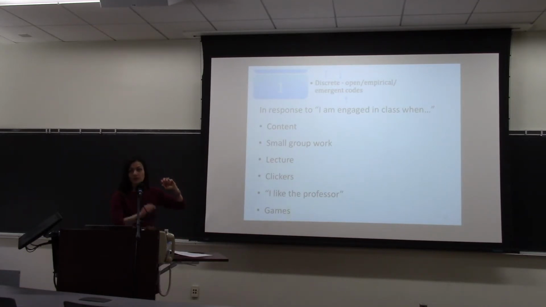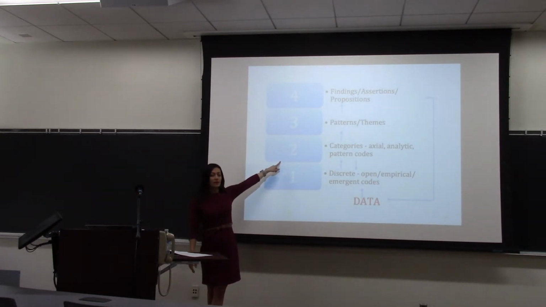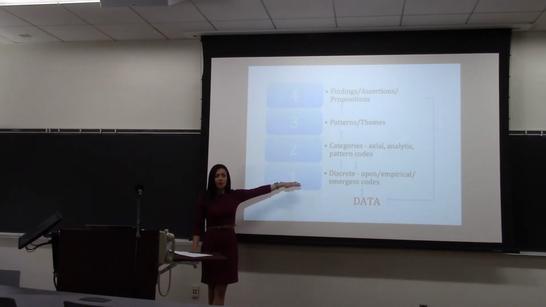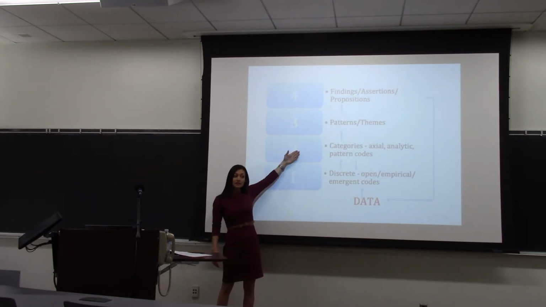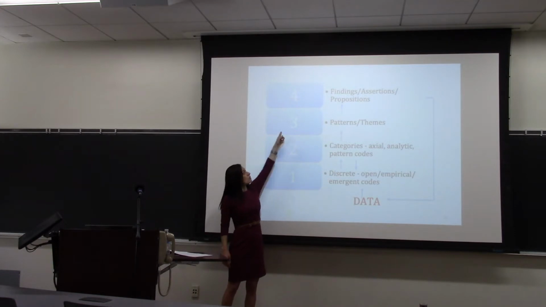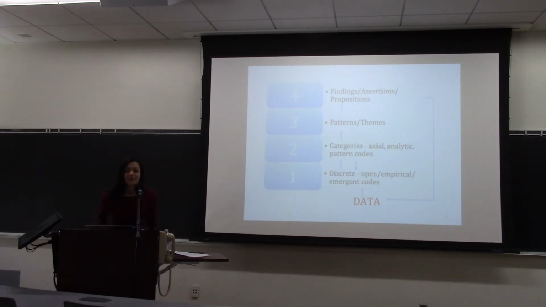So there's a sense of category, and what's the theme there? So we have active learning, passive learning. Those are at the level of two. If we go back here, that's here, right? So lecture, small group, clickers, those are all here. Active learning, passive learning is here. So let's go up to three. How do we move up to three?